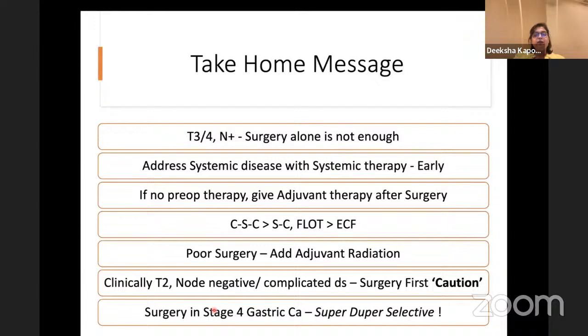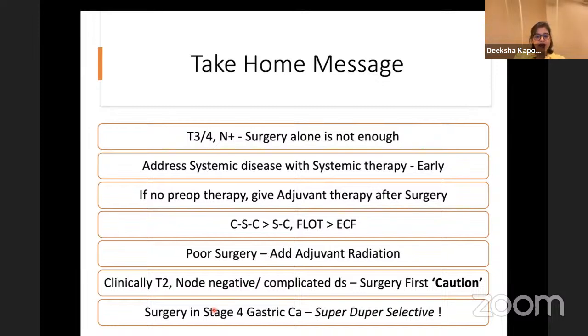So for T3, T4, N plus patients, surgery alone is not enough. We have to give these patients chemotherapy after a good surgery. The tenets of a good surgery and an adequate lymphadenectomy have already been addressed by previous speakers. We address systemic disease with systemic therapy, and we want to do that early. So most patients should get chemotherapy before surgery in CA stomach. If for some reason preoperative therapy has not been given, adjuvant therapy is indicated after surgery. Chemotherapy alone if the lymphadenectomy has been adequate.